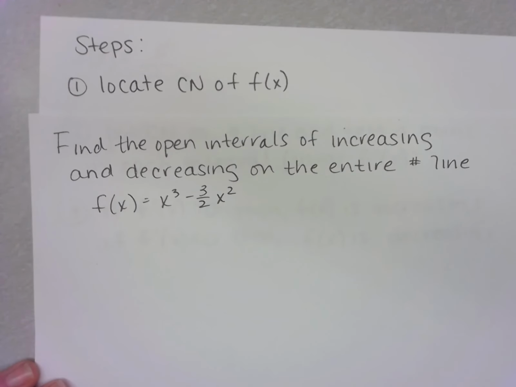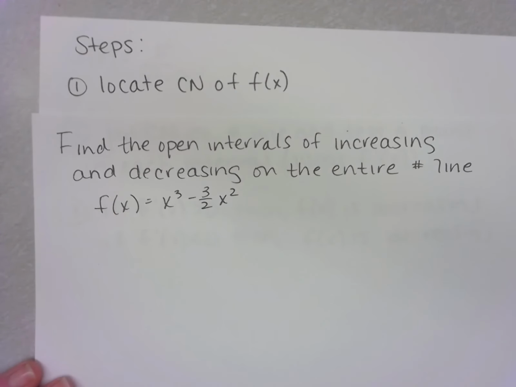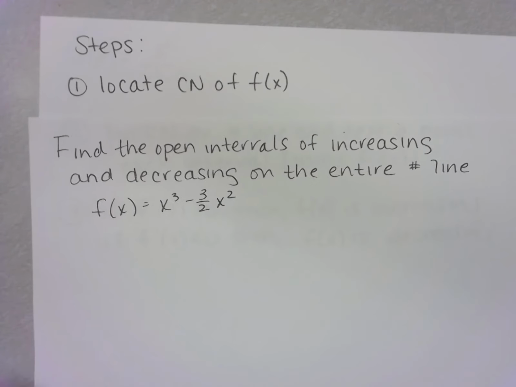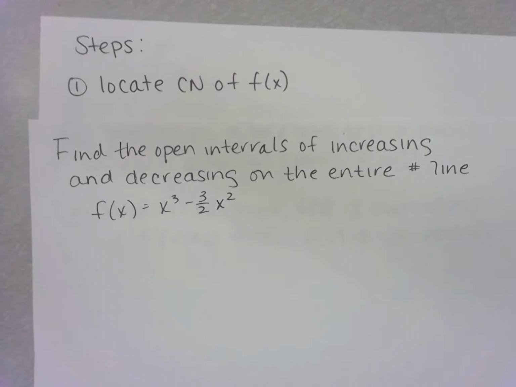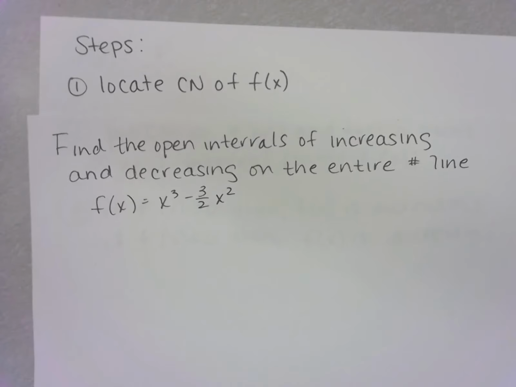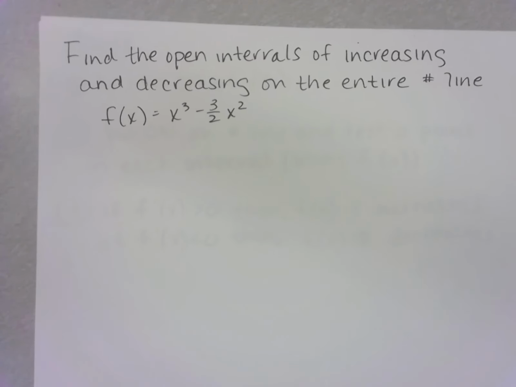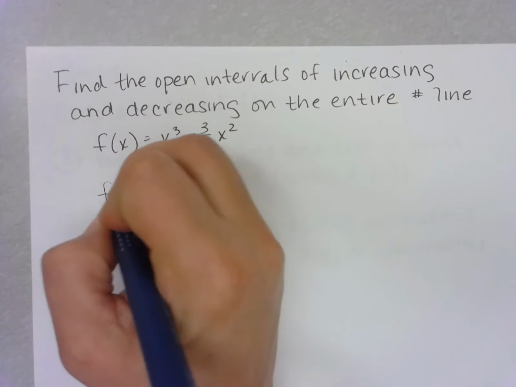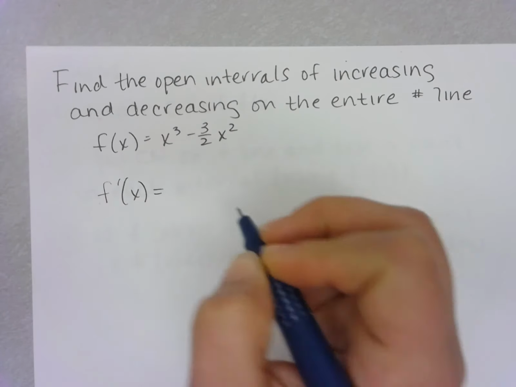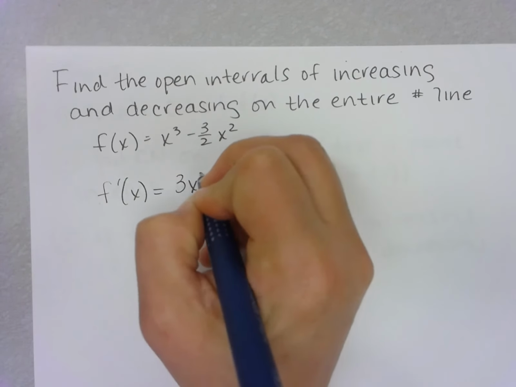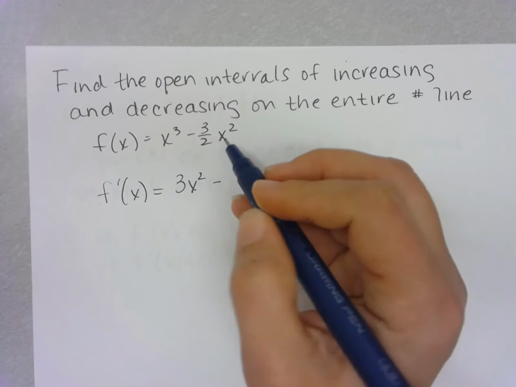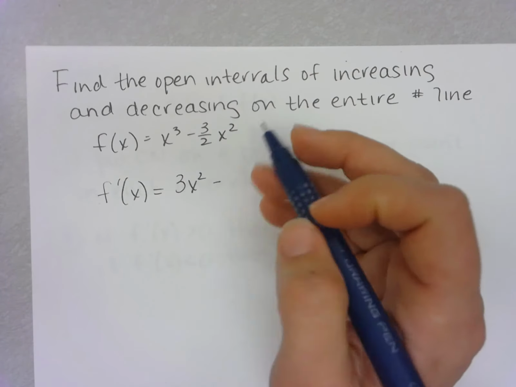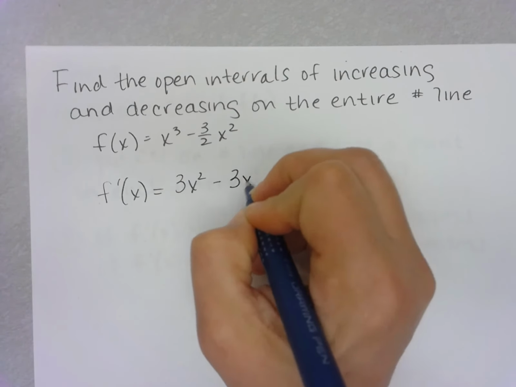The first one is, just like we did when we were finding the min and max in a closed interval, the first thing is to find the critical numbers of f. So the critical numbers of f are either where f prime of x is equal to 0 or where f prime of x fails to exist. So let's find f prime first of all. F prime of x will be 3x squared, and then I'm going to have minus 3 halves times 2, which is going to give me 3x.